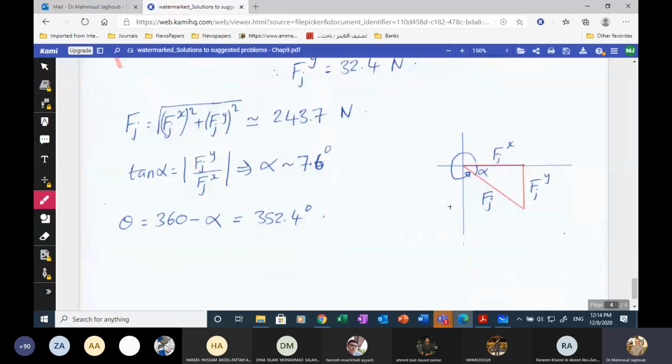And I can also find the direction. This is Fjx, this is Fjy, and I can say that tan of this angle, which is an acute angle, is the absolute magnitude of the opposite, which is Fjy, divided by the adjacent, which is Fjx, and I get alpha almost 7.6 degrees. Now I want theta. Theta is the angle with the positive x-axis in a counterclockwise direction, so this should be theta. I say that it is 360, which is the full angle, minus alpha, and I get 352.4 degrees.